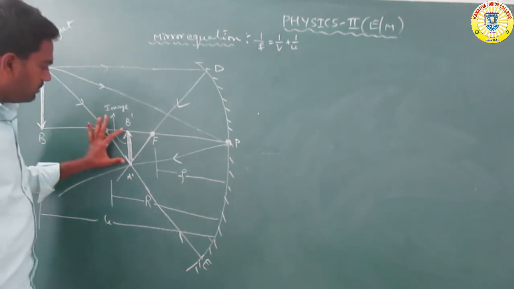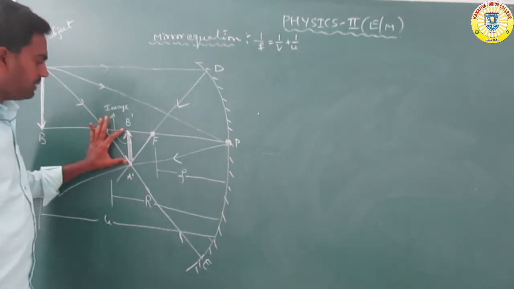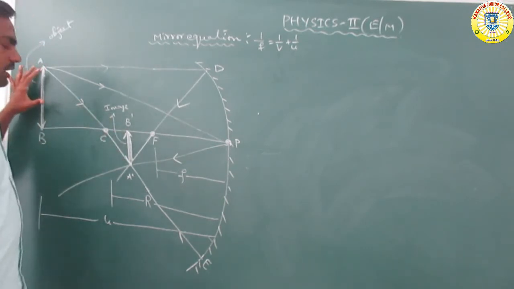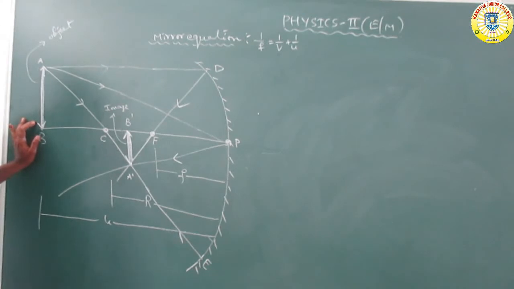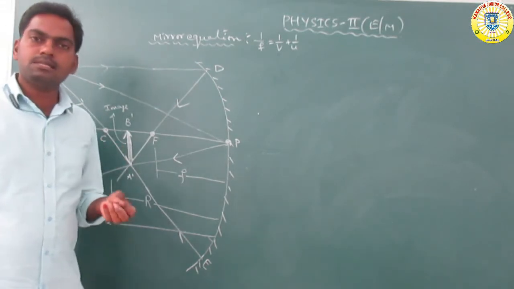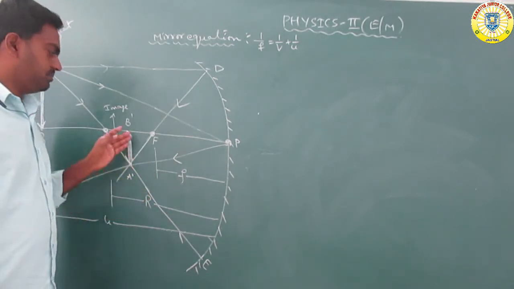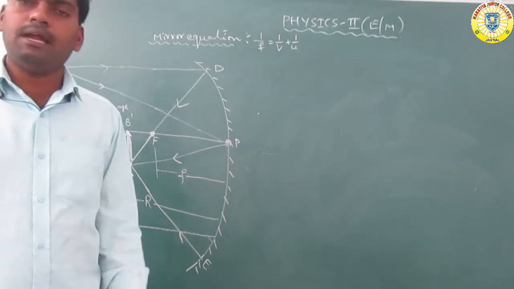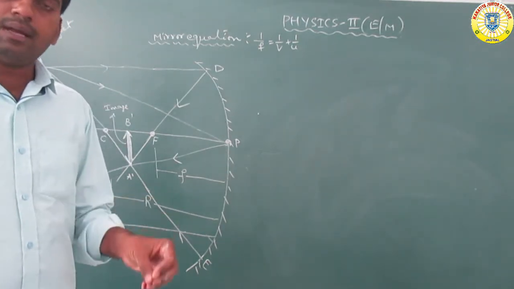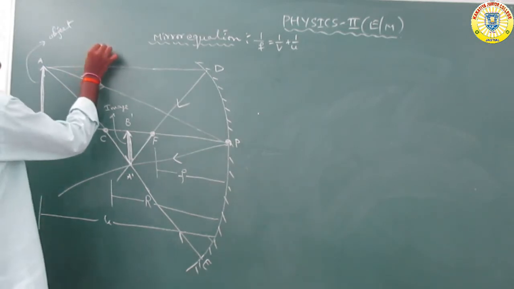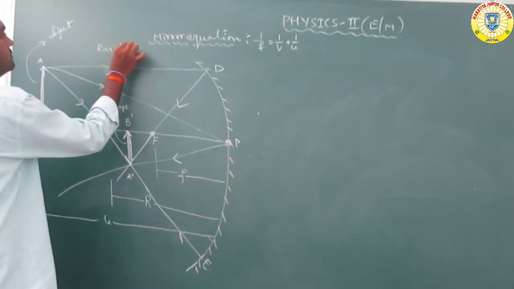So the image A dash B dash is formed due to the object AB. The image formed is a virtual, erect, and magnified image. This is the complete ray diagram.